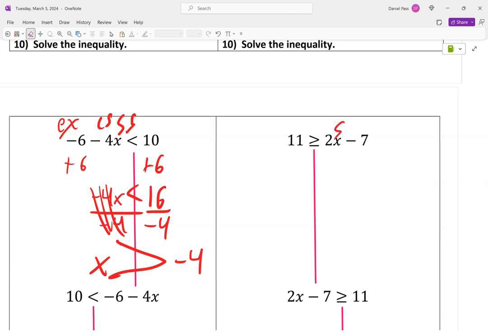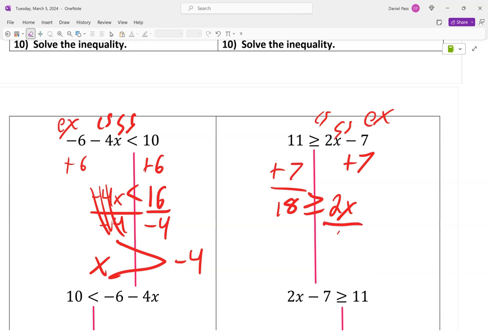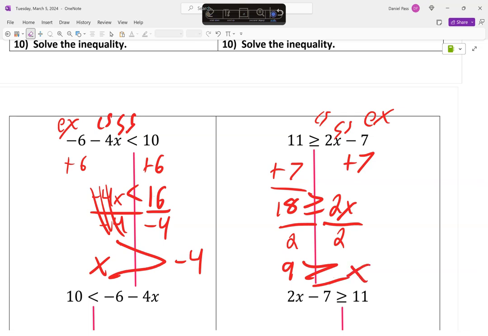Okay, let's do this one. Who got that one right? We got so many people. Okay, extra first, right? Woo, that's really good. Good job. That's excellent. Okay, 18, right? Now what, everybody? What do we do? Divide by 2. Okay. And the inequality stays the same direction because we're not dividing by a negative. All right, cool.